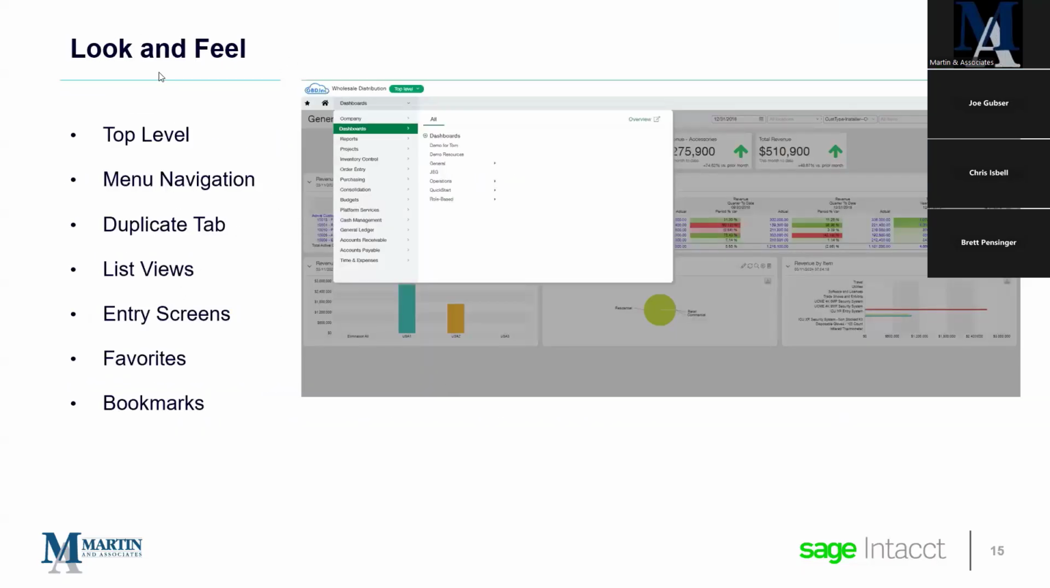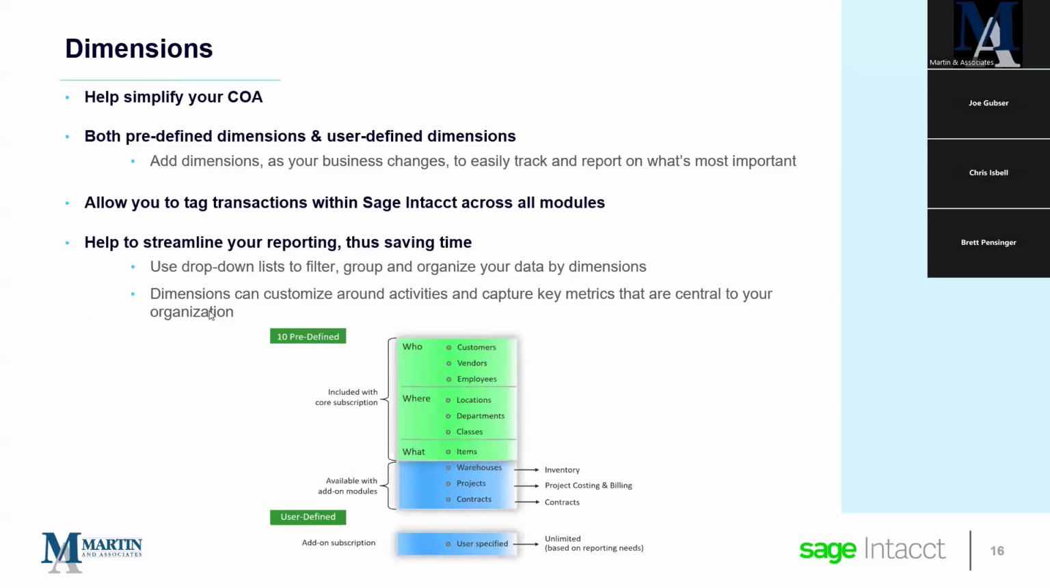We're going to get into the look and feel of Intacct when we get to the actual demo here in a second. So these are some of the things we'll talk about, though, when we get to that. Dimensional accounting, I mentioned. This is where your dimensions replace your sub-accounts, and there are both predefined and user-defined dimensions available. As I mentioned, you tag your transactions in Sage Intacct across all modules to these dimensions, and we're going to see these in action coming up here. It helps streamline your reporting, thus saving time.